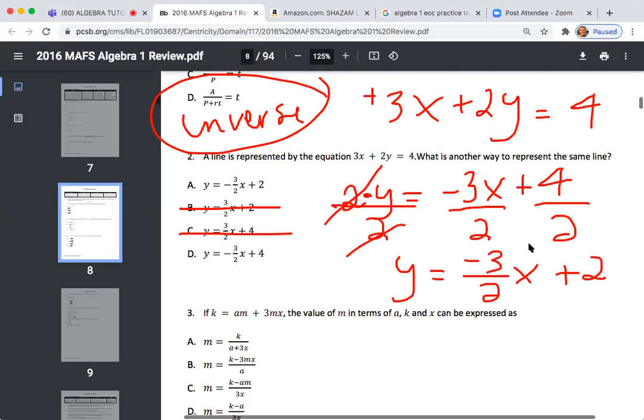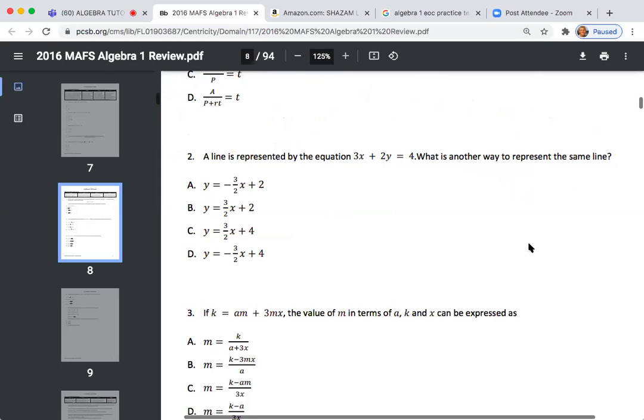Okay? All right. So basically, Sugar Plum, you can eyeball these and not do too much work and still figure out the answer. Now, just be careful when you're doing these problems. Read them carefully, like this next one. They give you the formula. The value of m in terms of a, k, and x can be expressed as.